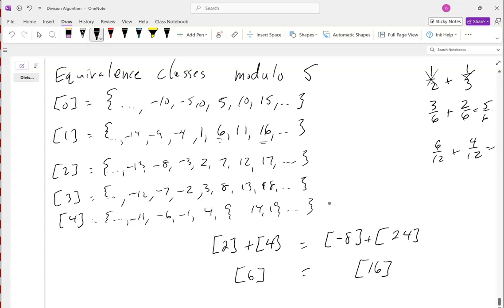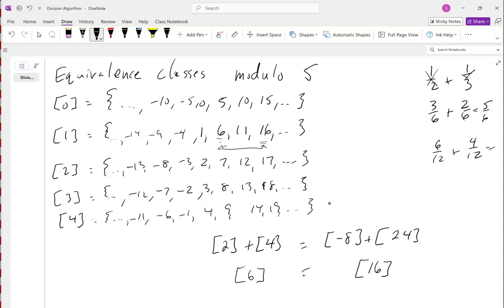Wait, how are they in the same equivalence class? They're both in the equivalence class of 1. Oh, okay. Yeah. Is that okay? We did this yesterday in computer architecture, and he was like, well, you guys haven't got there. So we got there yesterday.